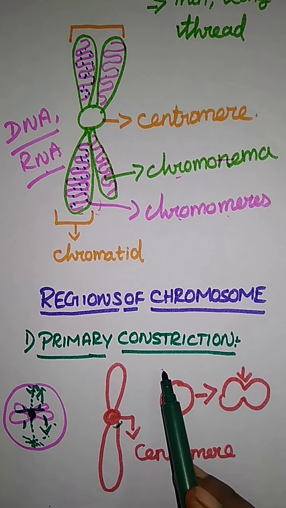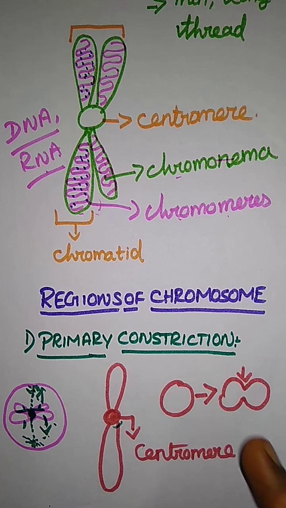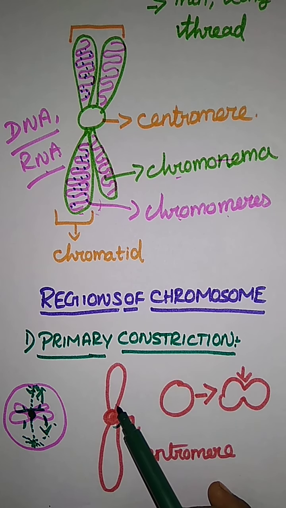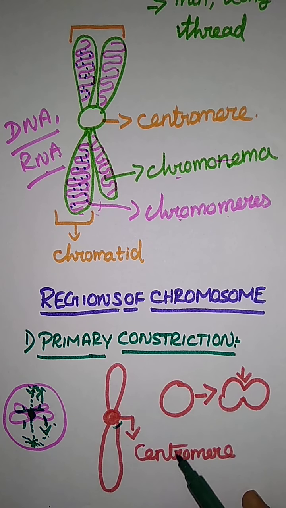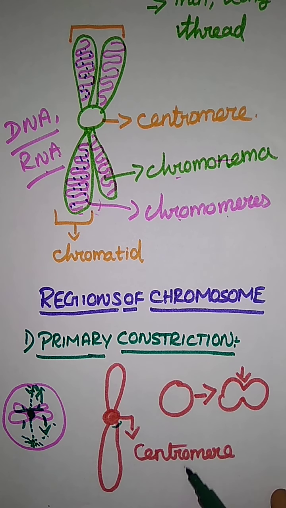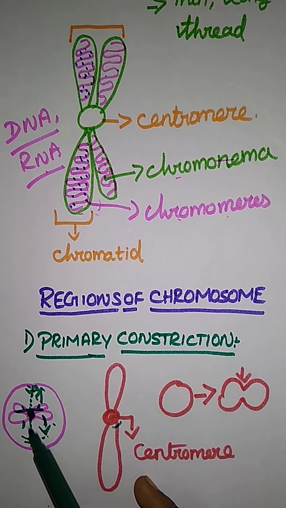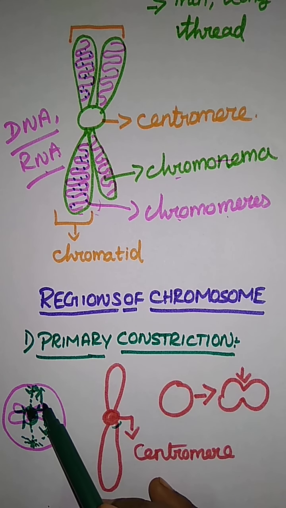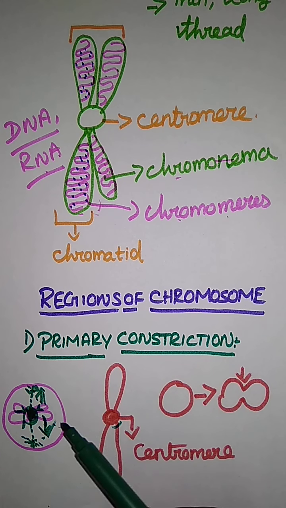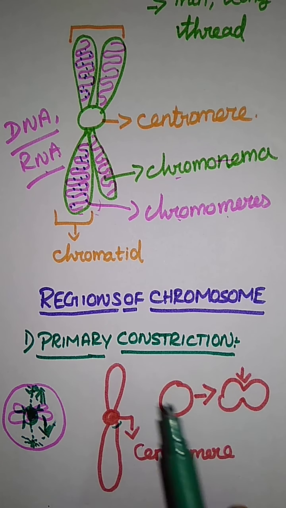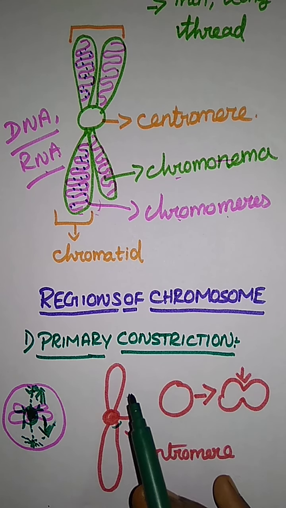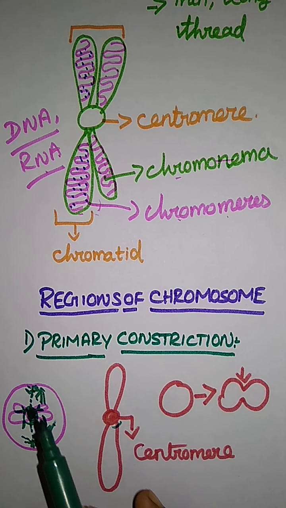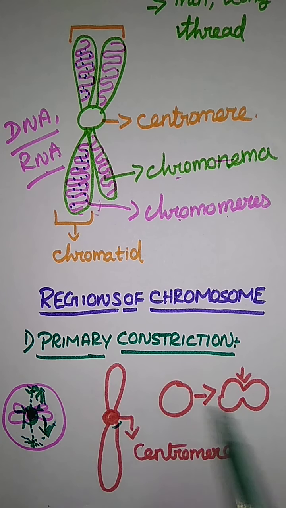Okay? So that's it for the primary constriction. Just an easy one. Primary constriction: the two arms meet at the center point, known as the primary constriction or centromere. At the time of cell division, spindle fibers are attached at the center point and pull to the opposite sides. Okay, so that's it for the primary constriction. I hope you understood the primary constriction. Let me move on. Next one, secondary constriction.